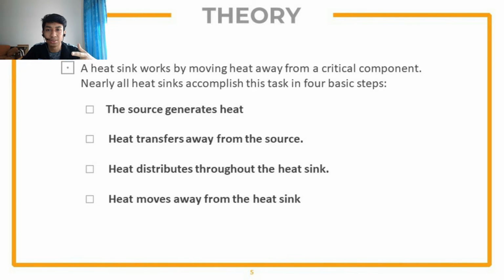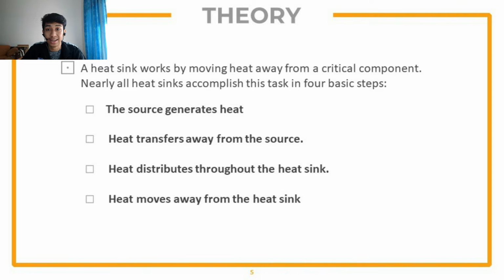Second is heat transfer away from the source. In direct heat sink contact application, heat moves into the heat sink and away from the source by natural conduction. The heat sink material's thermal conductivity directly impacts this process, and then heat will distribute throughout the heat sink. This step happens by natural conduction moving across the thermal gradient from a high temperature to a low temperature environment.